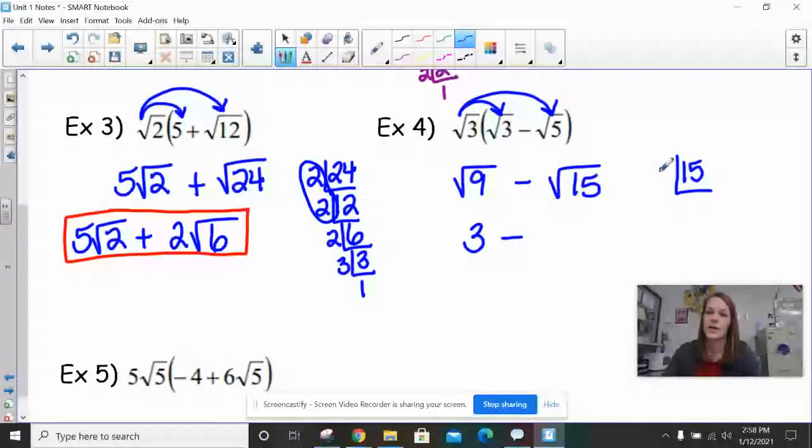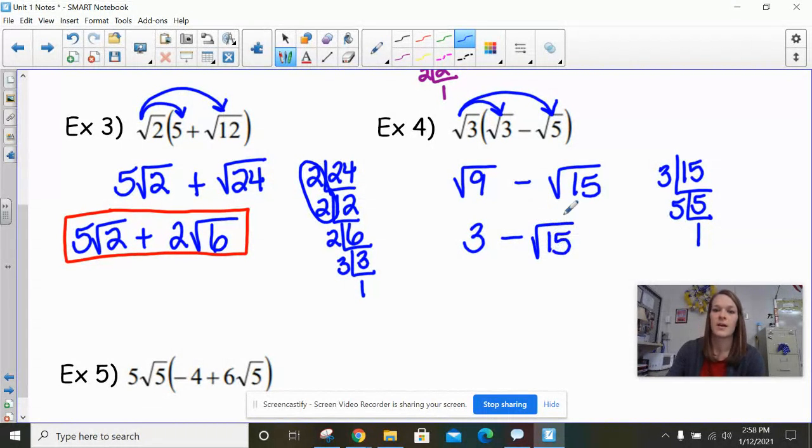But square root of 15, let's look at it. So 15, I know I can divide that by 3 and get 5, divide by 5 and get 1. So no pairs here, so it does not simplify, so you just bring this down, and that will be your final answer for that one.